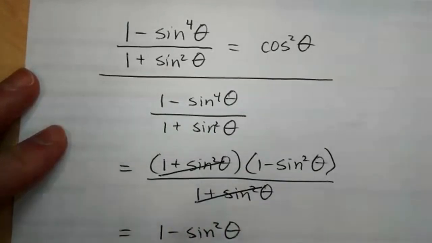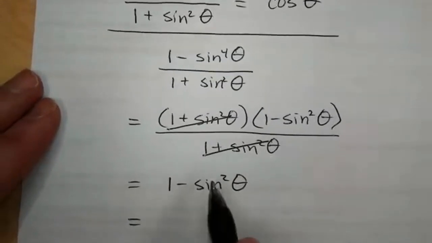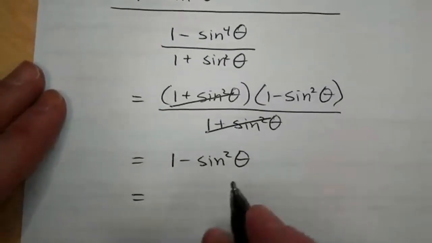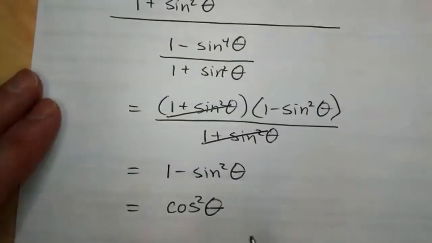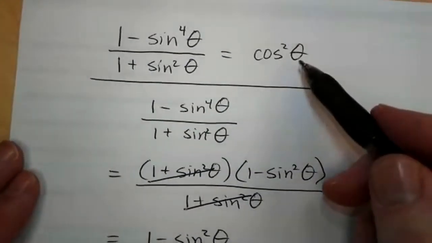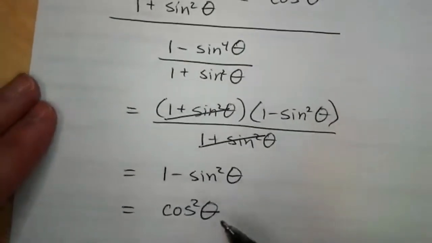And this is one of our Pythagorean identities. 1 minus sine squared is equal to cosine squared. And just like that, we're done. We got what we were looking for.